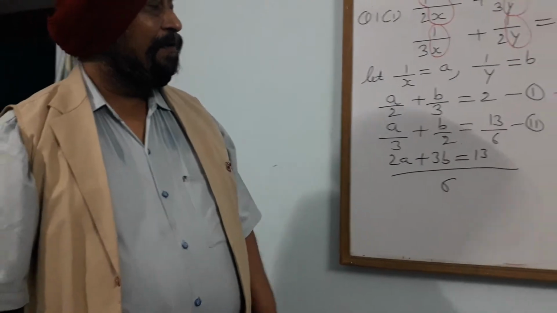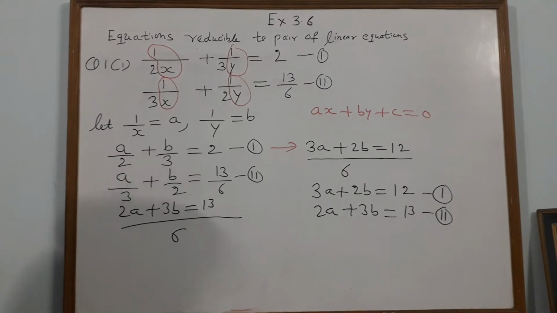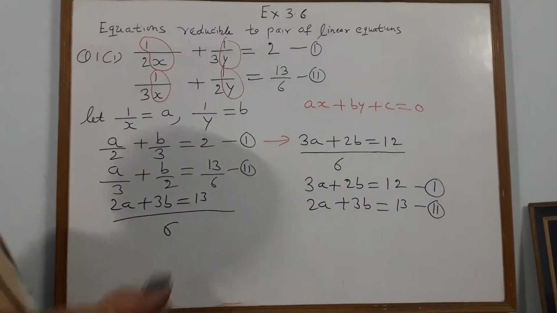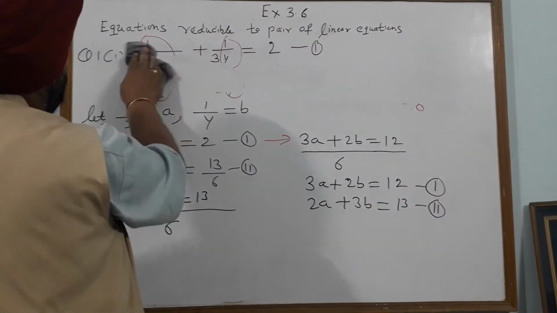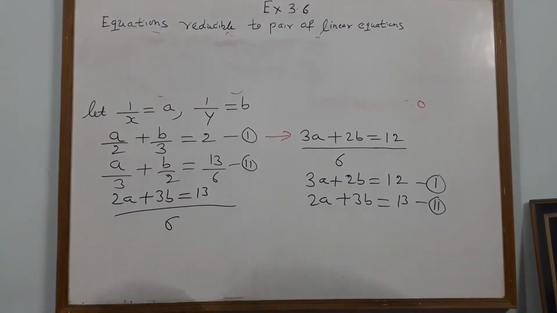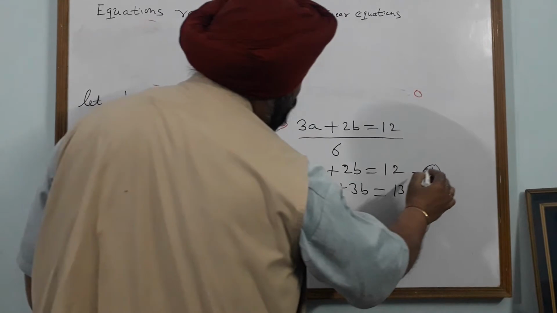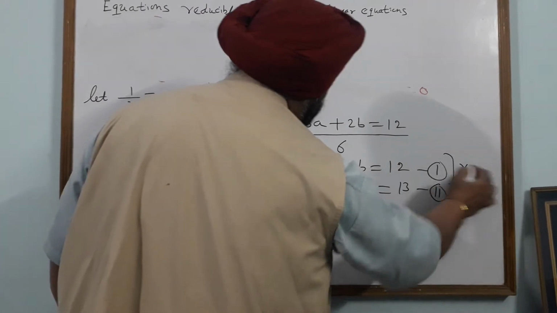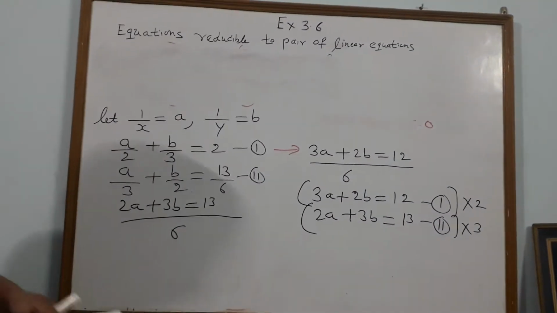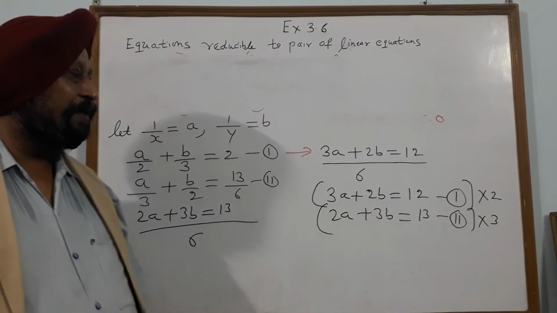So first of all, we solve these two equations to find the value of a and b by using the elimination method. Now we have two equations in the form of a and b. The first equation is 3a plus 2b. For the elimination method, we multiply the first equation by 2 and the second equation by 3. Because in the elimination method, we have to make the coefficient of a equal or the coefficient of b equal.